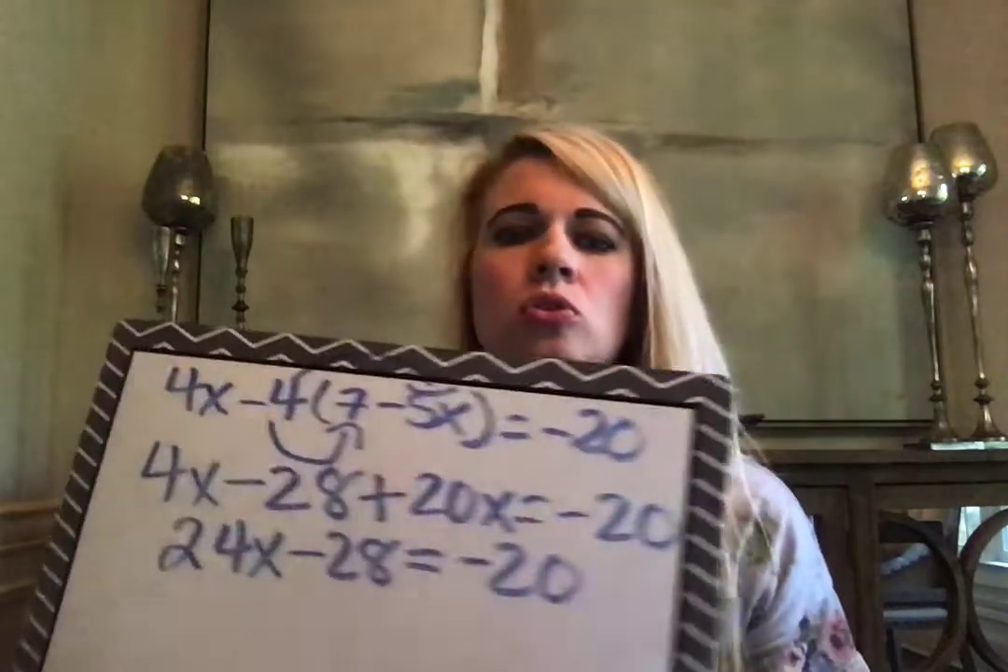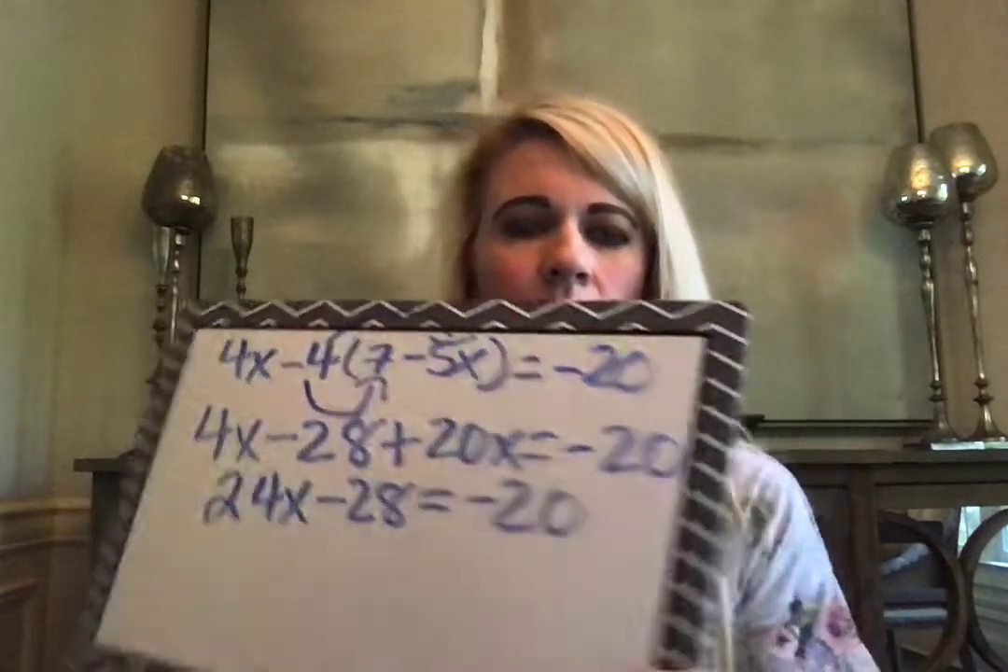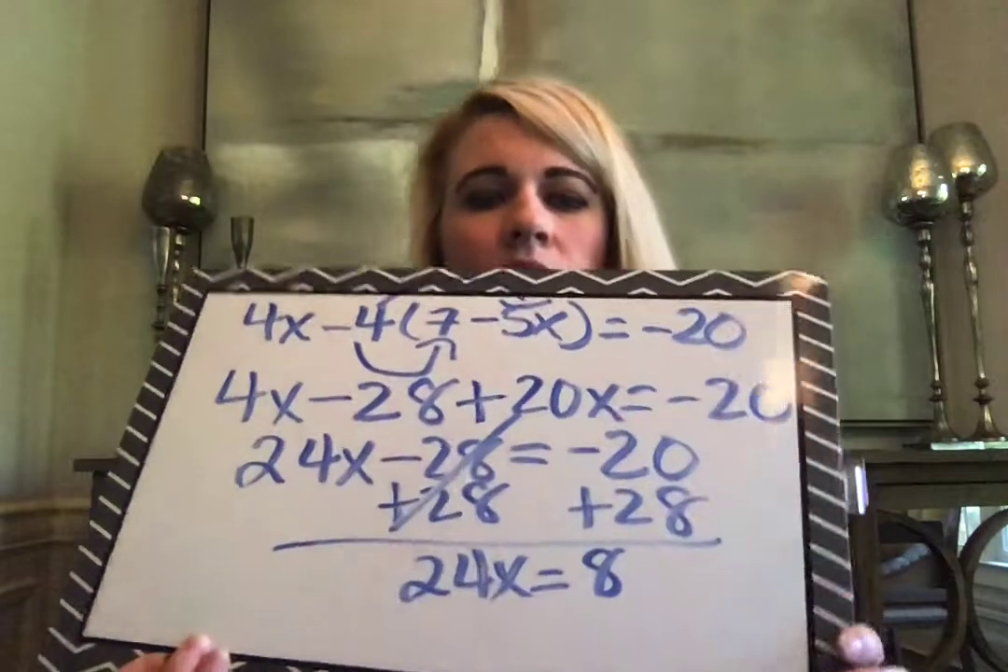Now we are to a two-step. Now we need to add 28 to get rid of it. So add 28 to both sides. 28's cancel out. I'm left with 24x, which equals, type in negative 20 plus 28. And what did you get? You should have gotten 8.